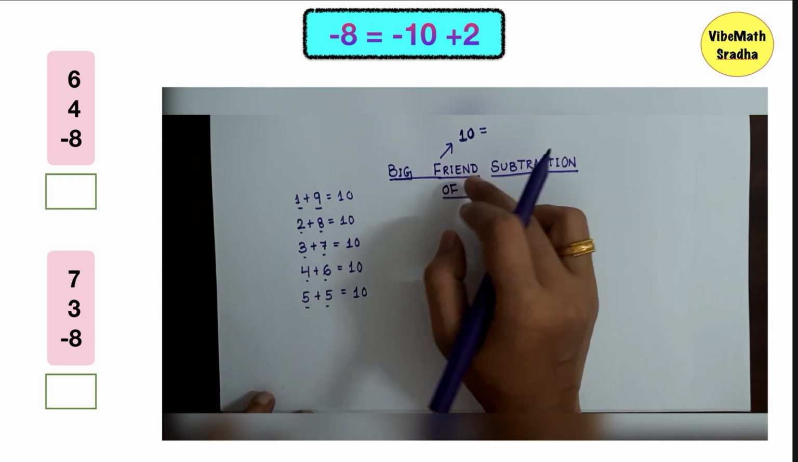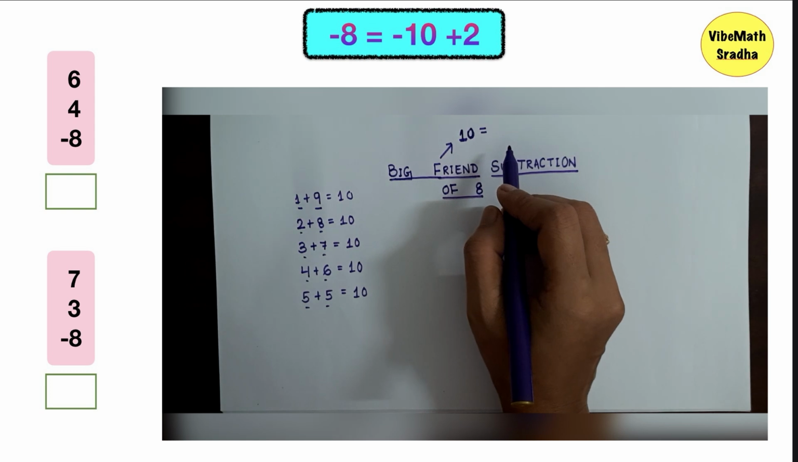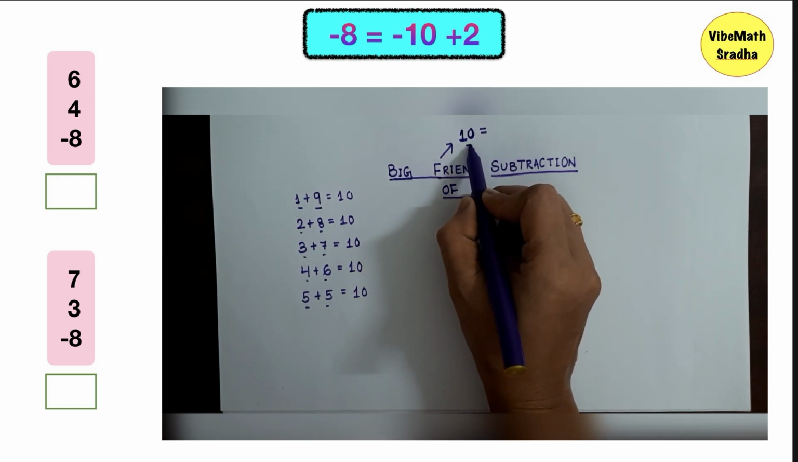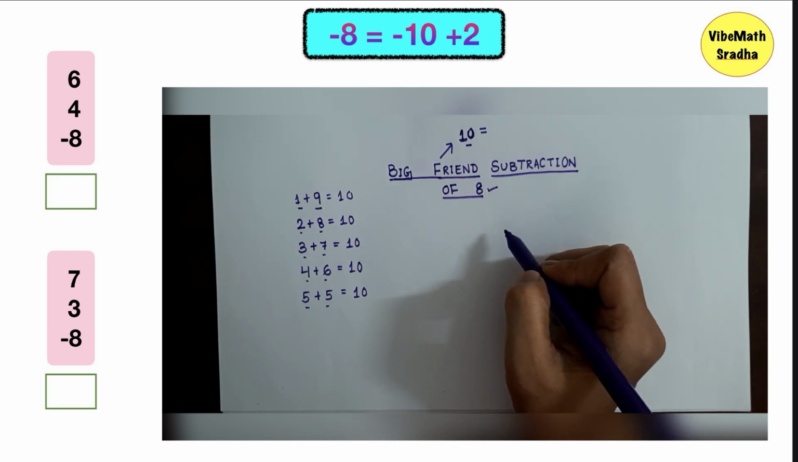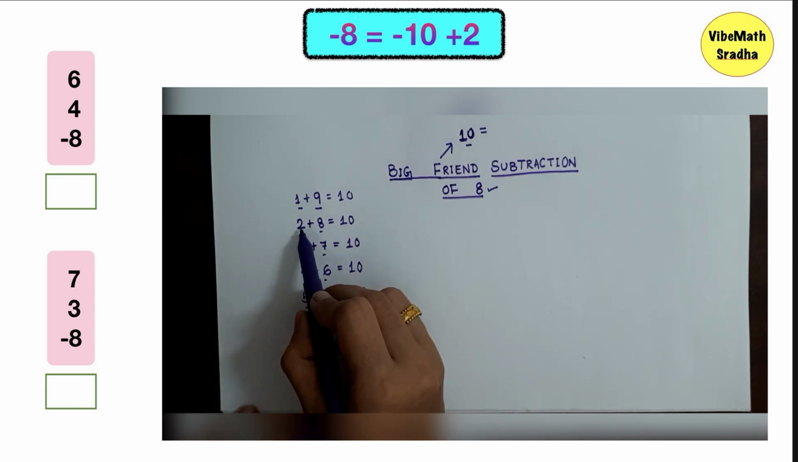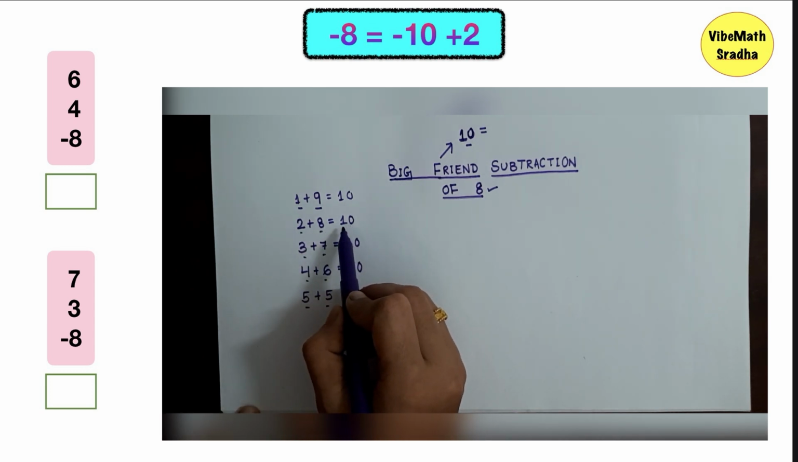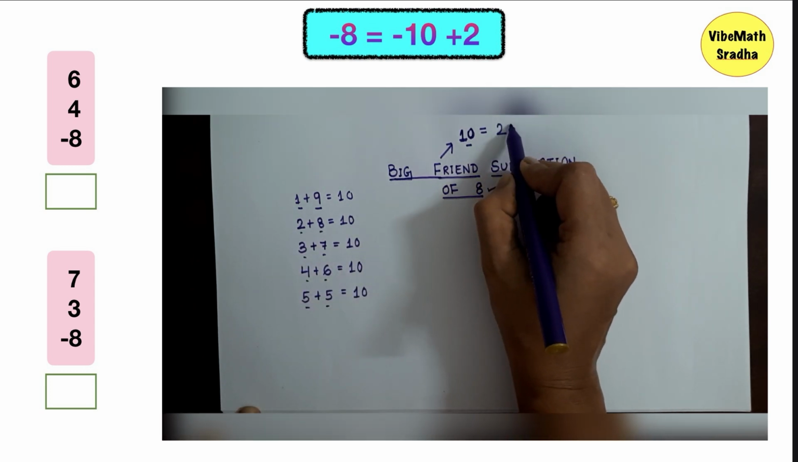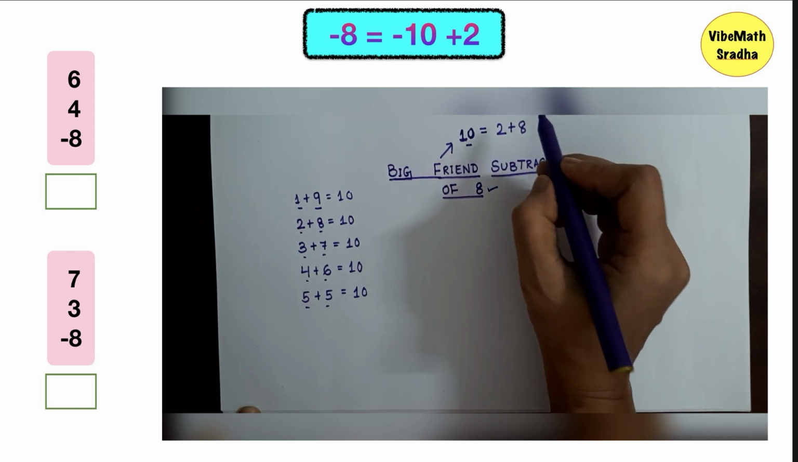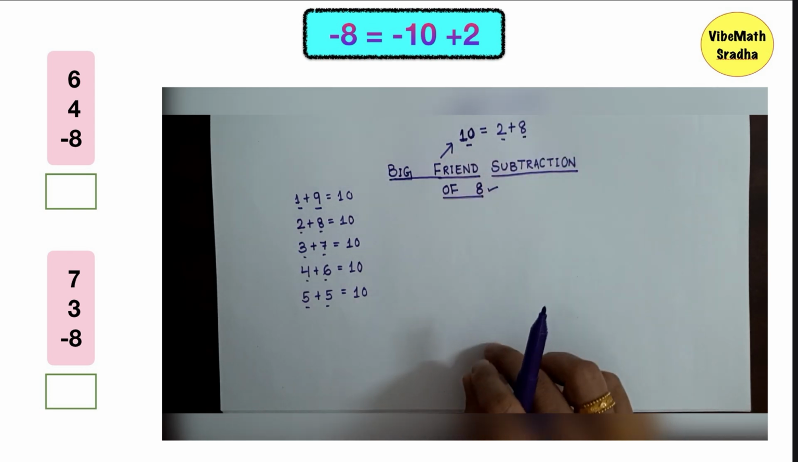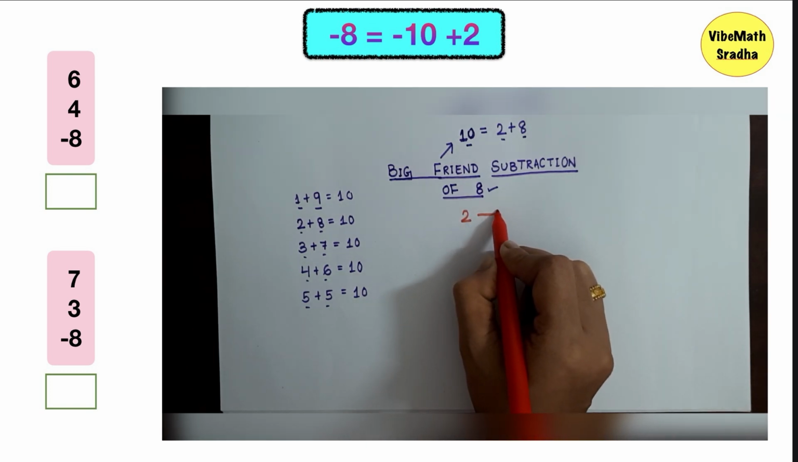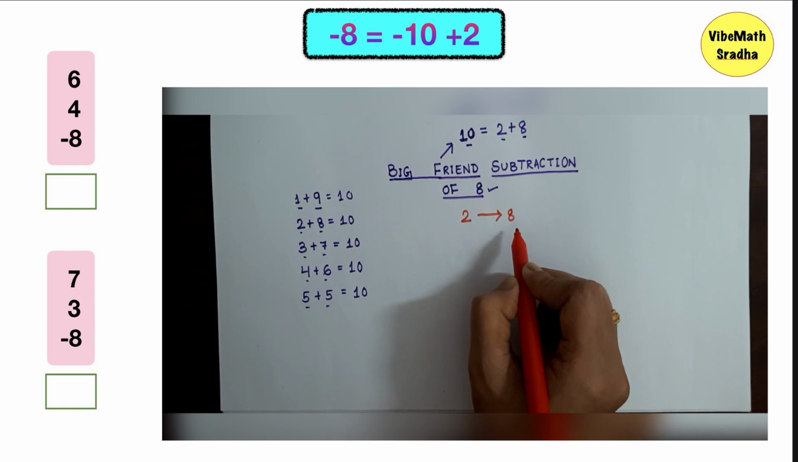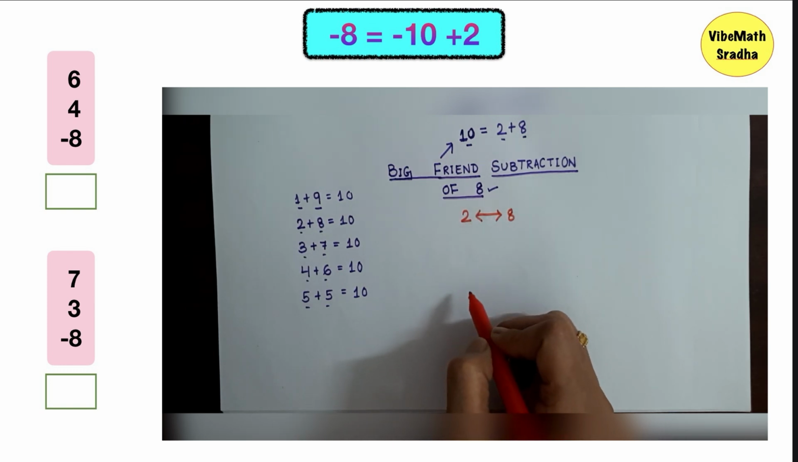So, 5 and 5 are big friends to each other. So, what is big friend? Big friends are the numbers which add up to a total of 10. Now, you can say what is the big friend of 8? Big friend of 8 is 2. Why? If we add 2 and 8, we get 10. So, 2 plus 8 is 10. 2 and 8 are big friends to each other. 2 is the big friend of 8 and 8 is also the big friend of 2.